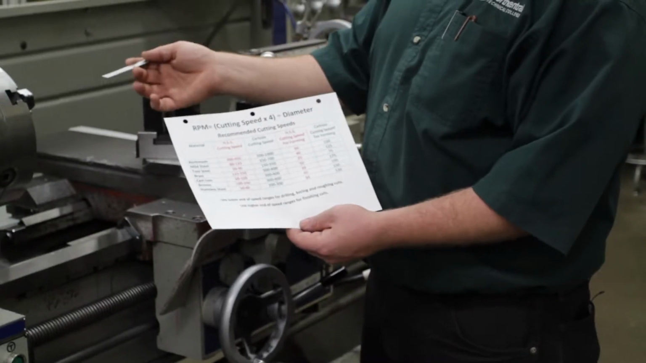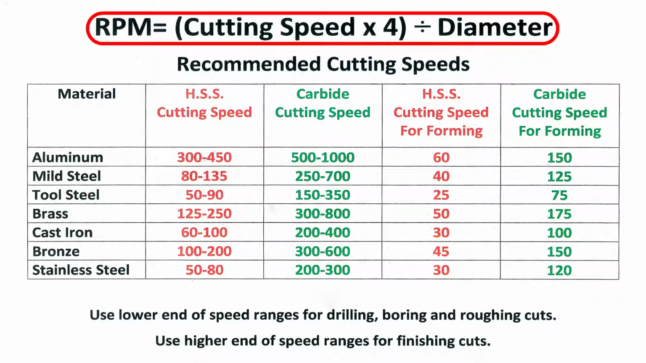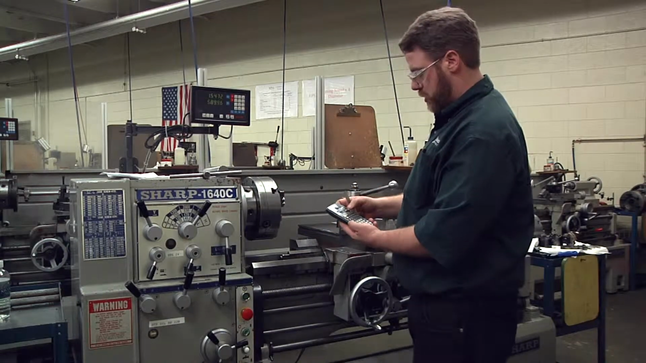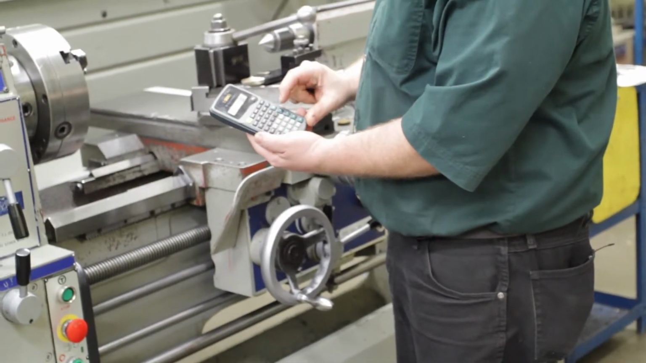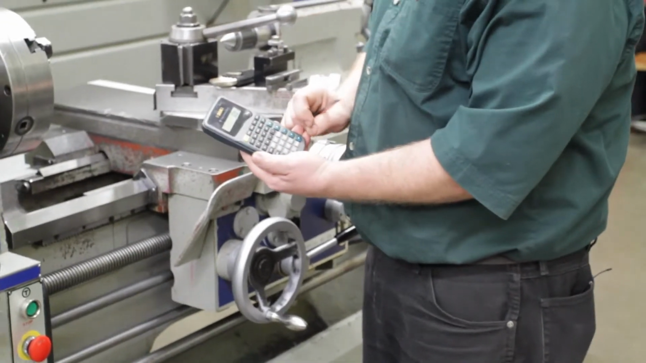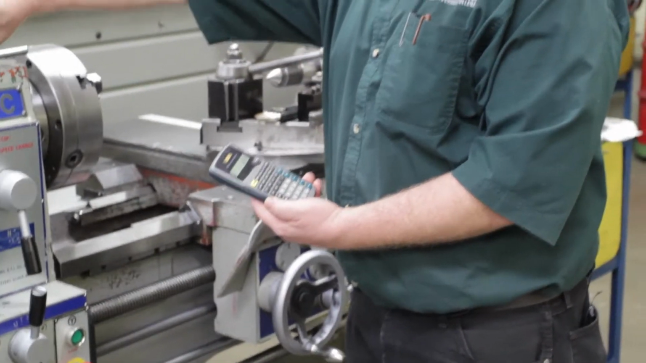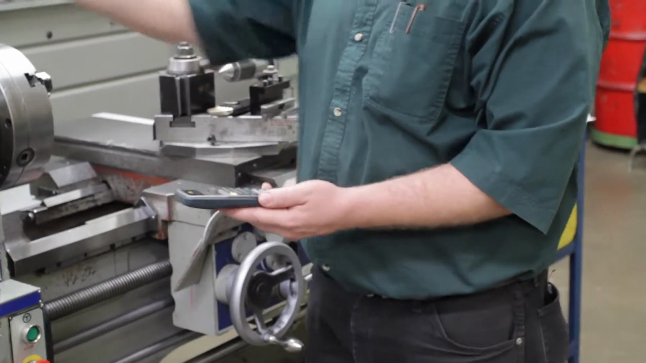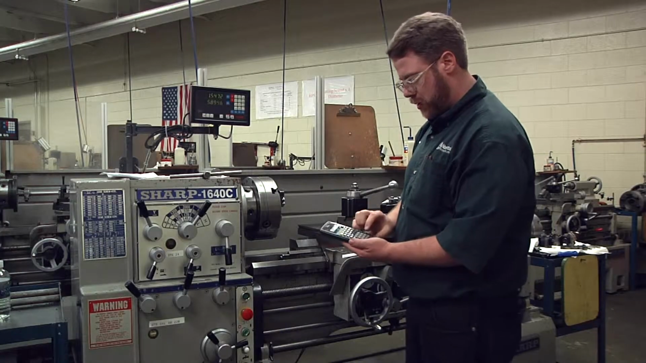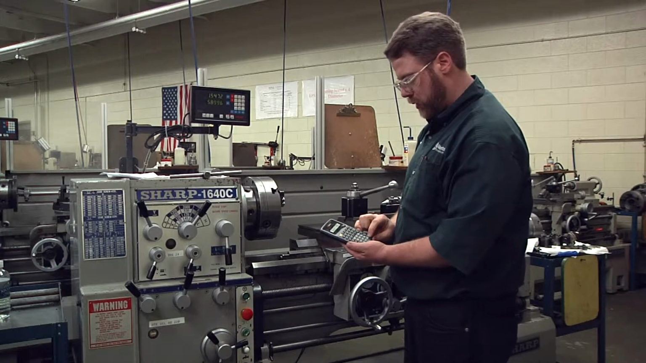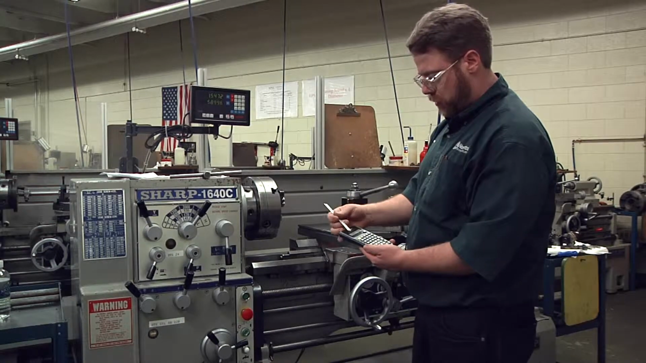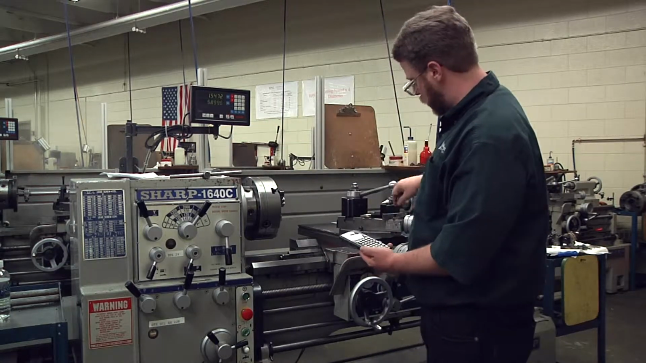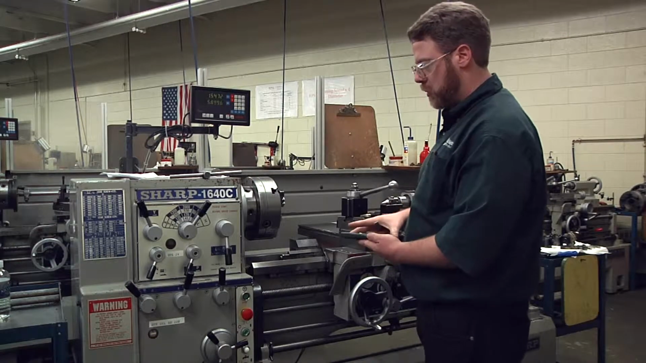In order to find your RPMs on the lathe, you have to take your cutting speed times 4 and divide by the diameter of your workpiece. So usually that calculation requires a calculator. Let's use the low end of the speed chart, 80. 80 times 4 is 320, and we have to divide it by the diameter of our workpiece. Our workpiece is 1 3/4, so you'll need the decimal equivalent of 1 3/4. That's 1.75. That tells us that the suitable RPM for this material and this cutting tool would be 182 RPM.